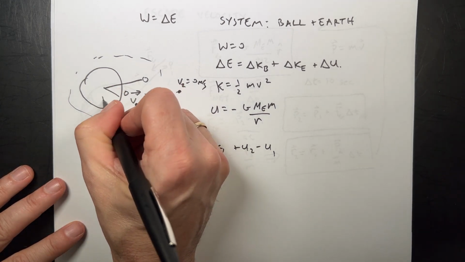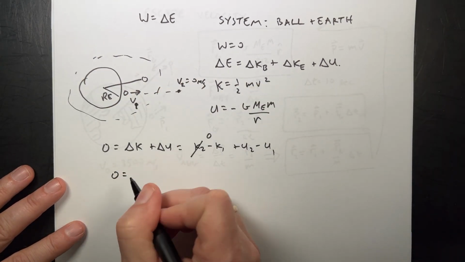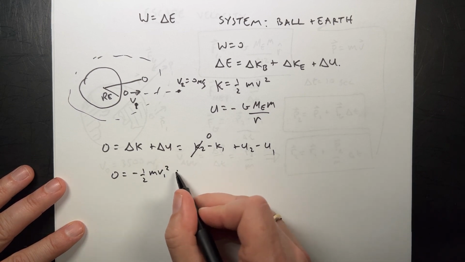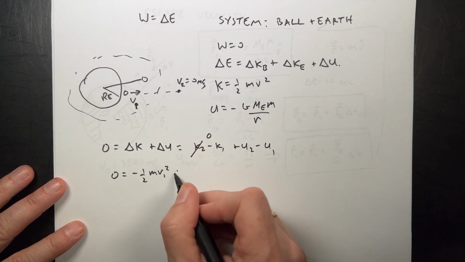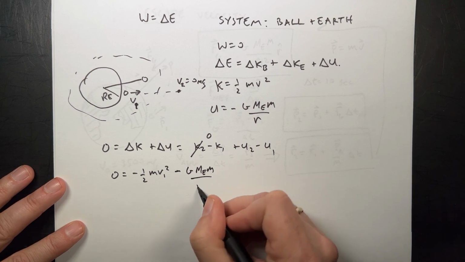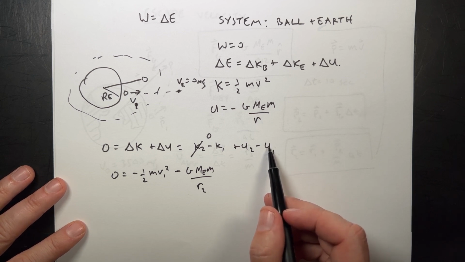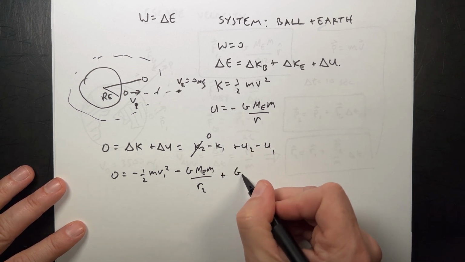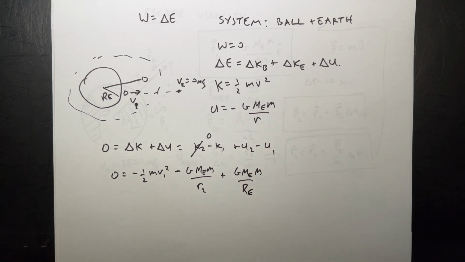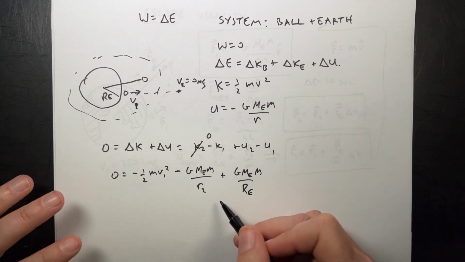So let's start this at the radius of the Earth, and let's find R2. So I can write this as 0 equals negative 1/2 m v1 squared plus U2, which is the potential energy up here, minus G mass of the Earth times mass over R2, minus the initial potential, which is also negative, so it's actually going to be plus G mass of the Earth times mass over the radius of the Earth. And I want to solve for R2.